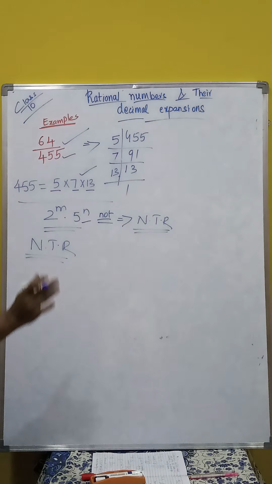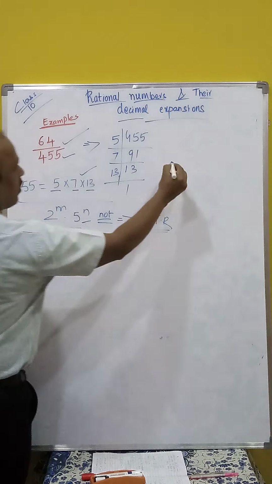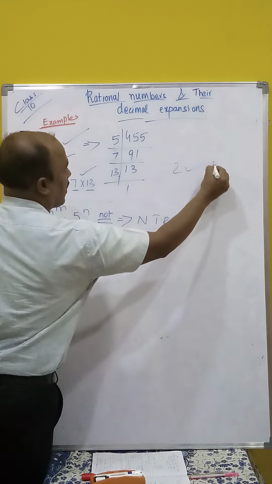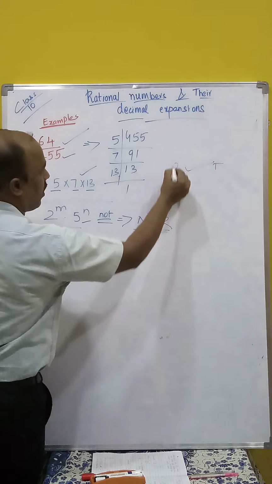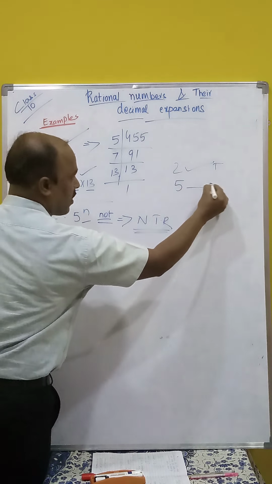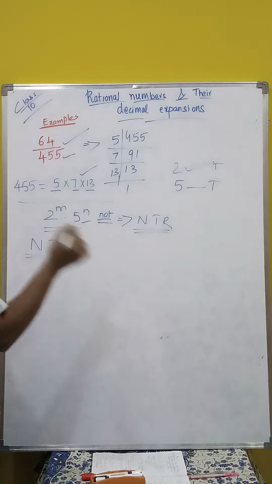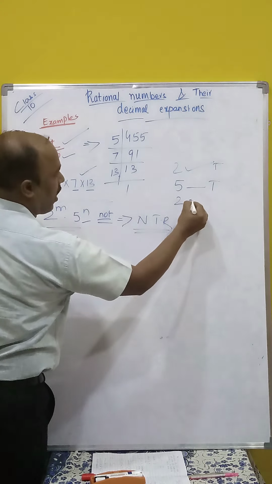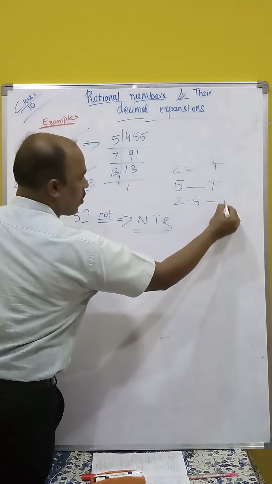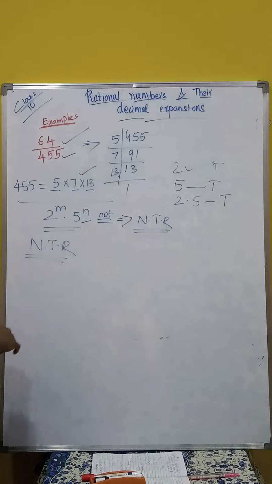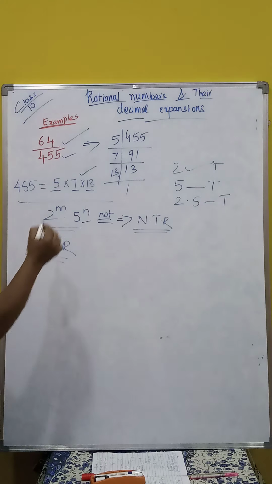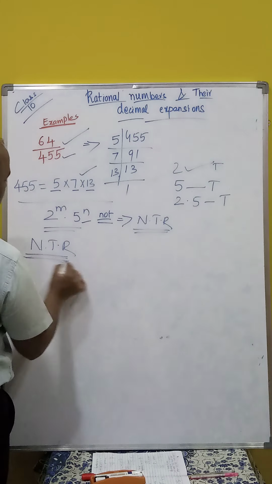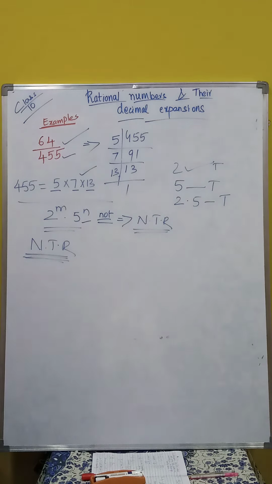Clear, I think everyone? If denominator is only 2, then it is terminating decimal. If denominator is only like 5, then it terminates. If together 2 and 5 are there, it also terminates. If other than that 2 and 5, any other number is present, then it's a non-terminating repeating decimal expansion.